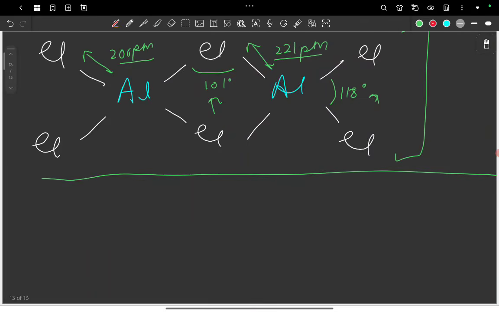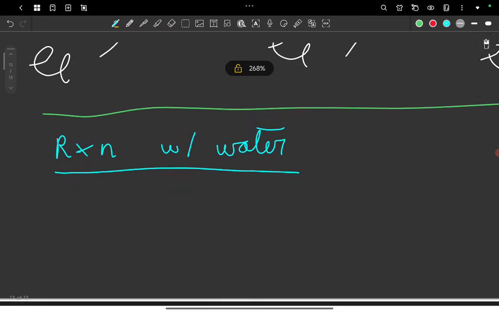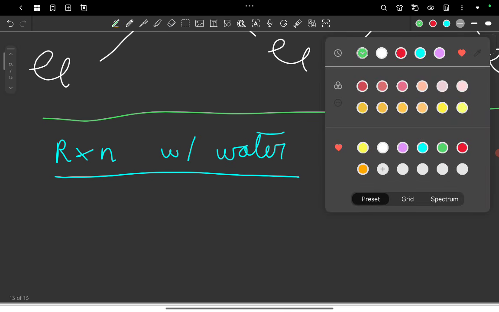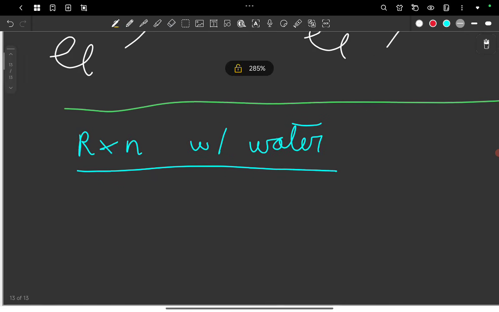Now, let's learn about their reaction with water. You don't have to remember the properties of their compounds for JEE Mains, but you have to remember the reactions with water, air, halogens, and acids and bases. They are not too difficult.